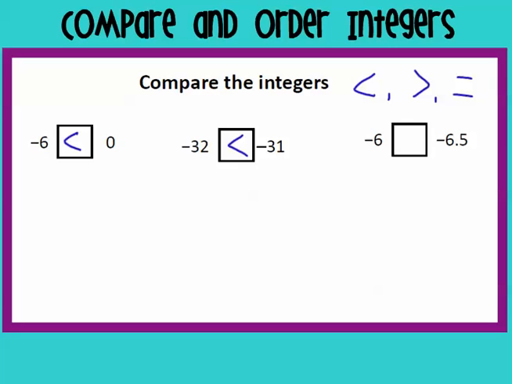Now that feels backwards from the positive values, because if you think about the number line, reading left to right on the negative side, we're getting closer to 0, but when we read left to right on the positive side, we're getting farther from 0. So be very careful when you're comparing those negative values. When we are comparing -6 to -6.5, well, -6 is actually closer to 0 on the negative side, so it would be greater than -6.5.